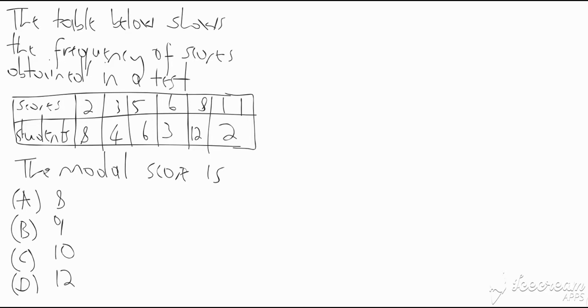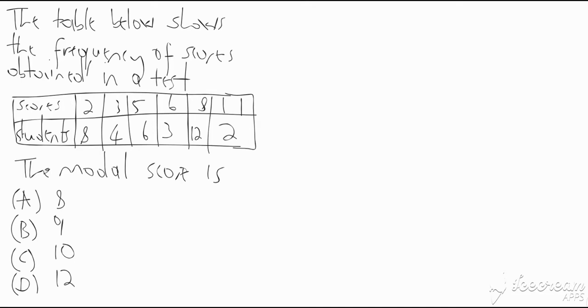Now, in the section that says students, it is telling us how many students got 2. So it means that 8 students got 2, 4 students got 3, 6 students got 5, 3 students got 6, 12 students got 8, and 2 students got 11 on this test. Now, the modal score is actually going to represent the score that most students got.